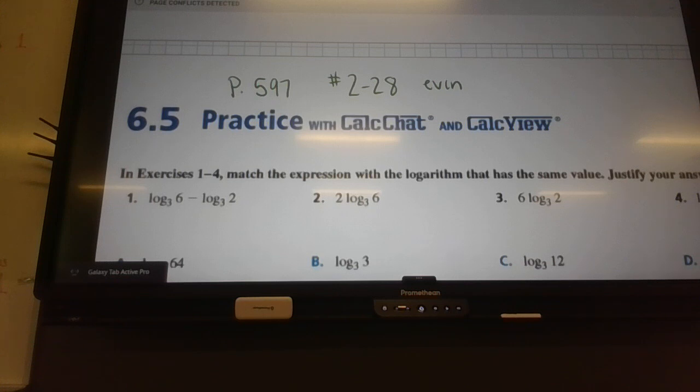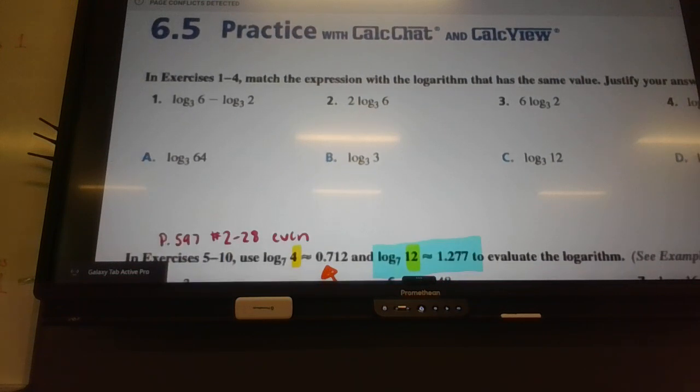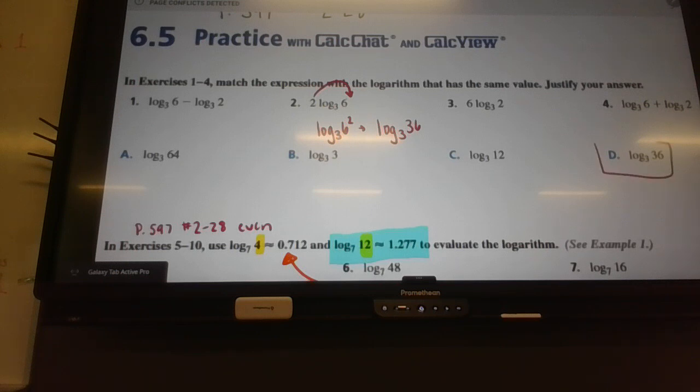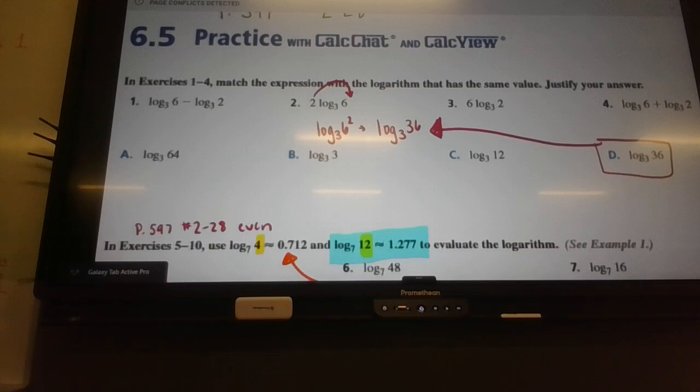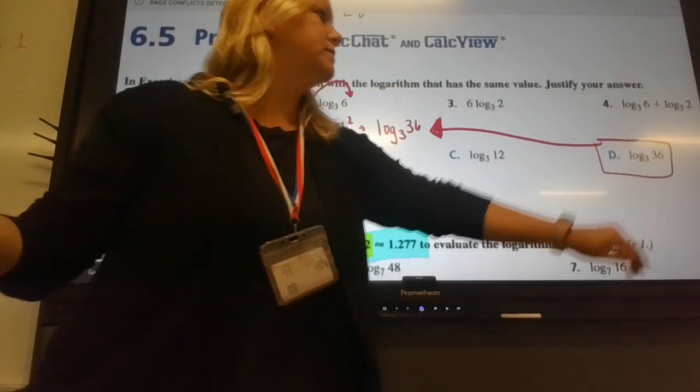Yeah. Let's look at number 2. Okay, so if we use the power property and we put this back up into the exponent spot, this can be rewritten as log base 3 of 6 squared, which means this is the equivalent of log base 3 of 36, which means it matches with letter D. So numbers in front are exponents, and exponents can be written as numbers in front, equivalent. So this is exactly equivalent to this one.